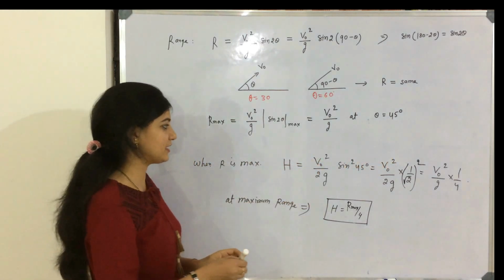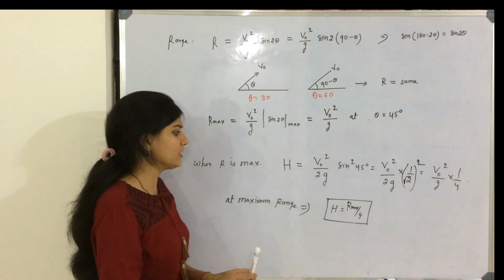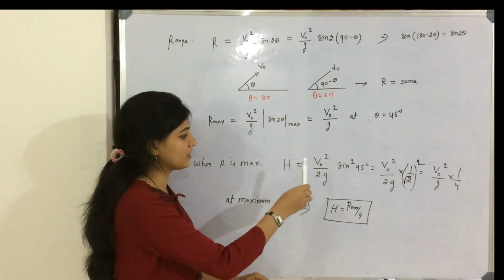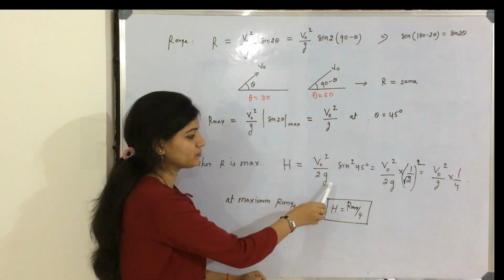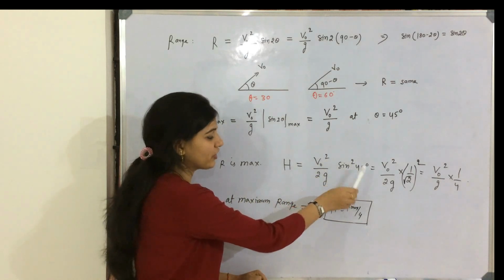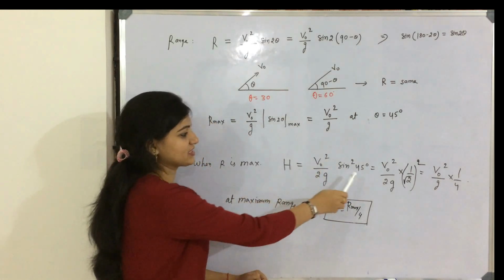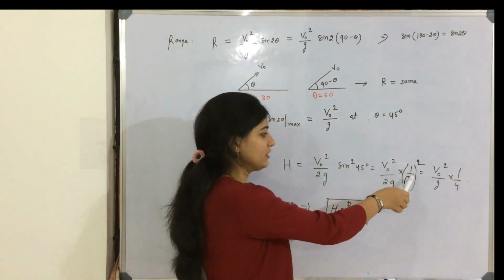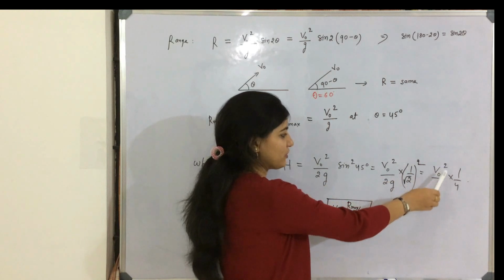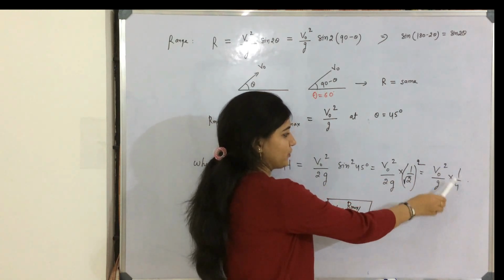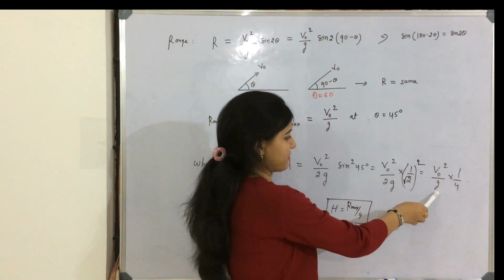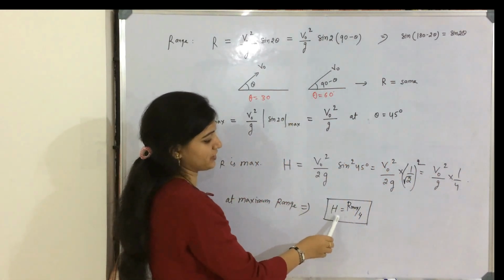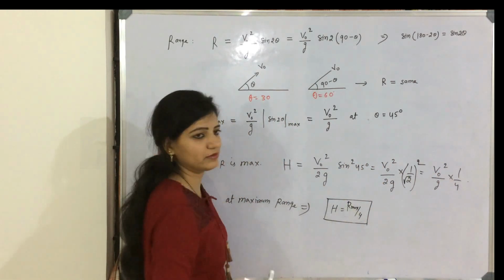Now we will understand the relationship between the maximum height and the maximum range. When range is maximum, H equals V naught square by 2g sin square 45, because R is maximum at angle 45. By putting the value of sin 45 as 1 by root 2, we get V naught square by g into 1 by 4. So V naught square by g is our R max. So at maximum range, the maximum height of a projectile will be R max by 4.